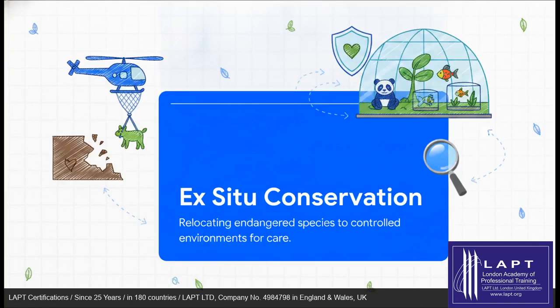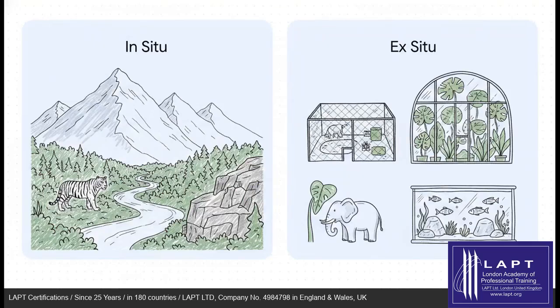On the flip side, we have ex situ conservation, which literally means off-site. This one is essentially a rescue mission. It's the strategy of actively pulling vulnerable or endangered organisms out of harm's way and relocating them into highly specialized, human-managed care facilities. This is a much more interventionist approach, and it's mostly used when a species' natural habitat has become way too degraded or dangerous to ensure its survival in the wild. Together, these two strategies build a complete safety net.